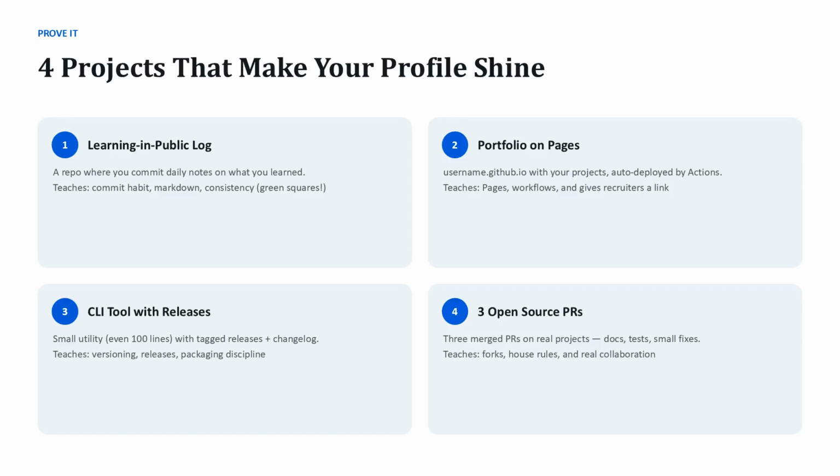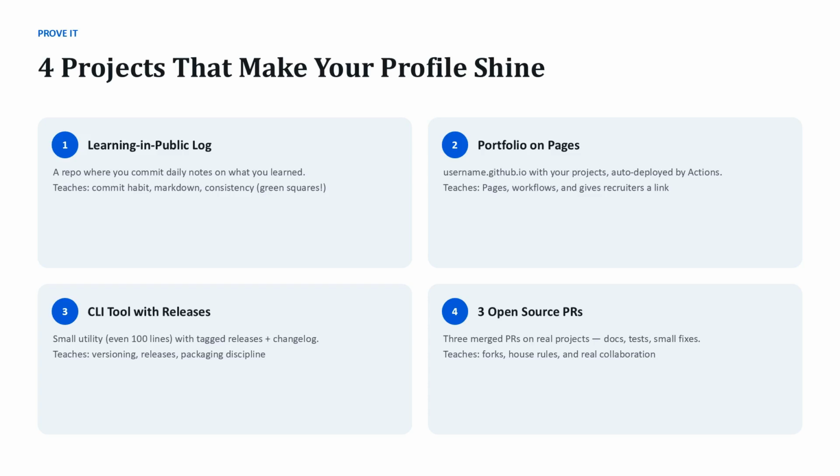4 projects that make a profile impossible to ignore. Project 1, a Learning in Public log. One repo where you commit daily notes on what you studied. It builds the commit habit, fills your contribution graph honestly, and shows momentum. Project 2, your portfolio on GitHub Pages, auto-deployed by Actions, the link that goes at the top of your resume.